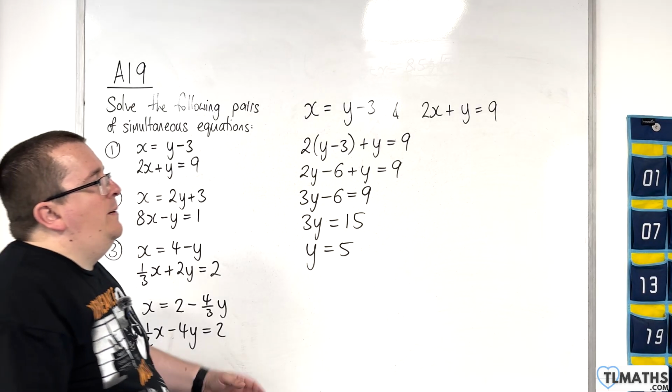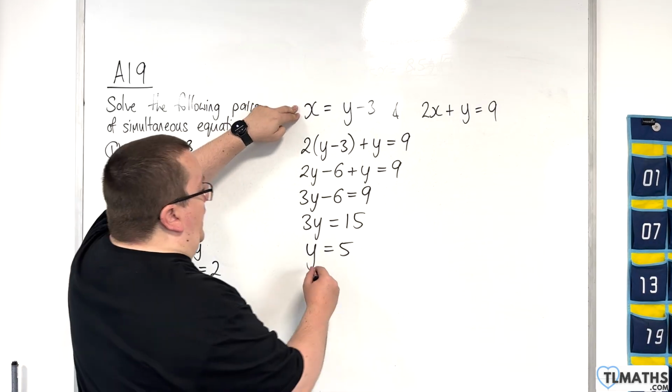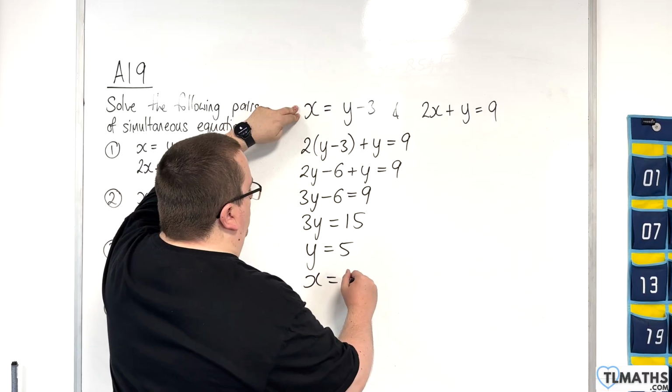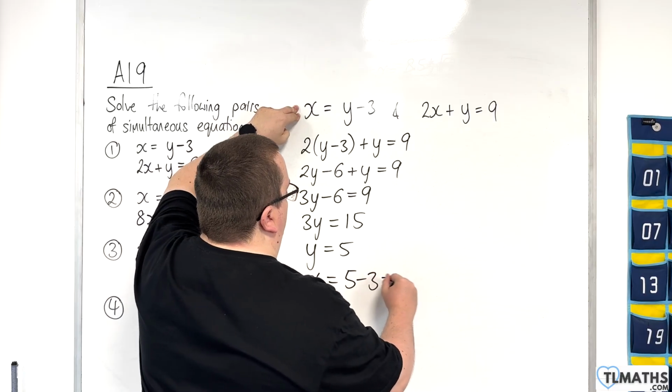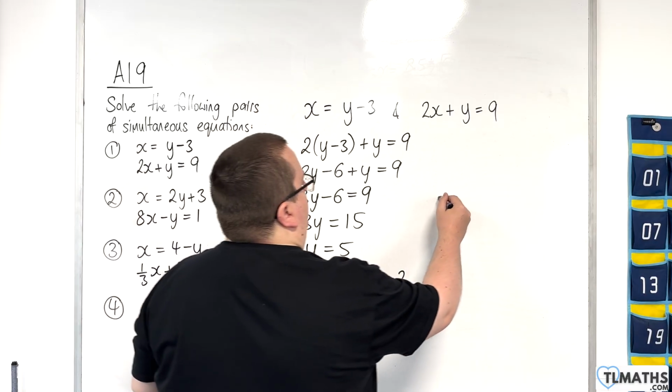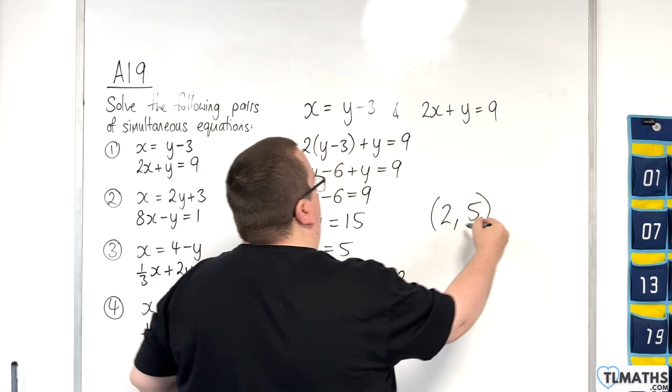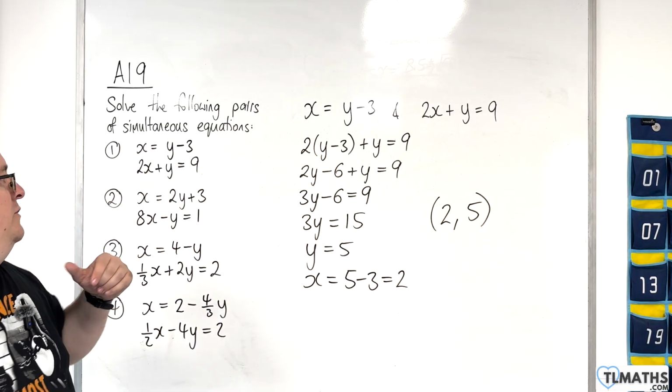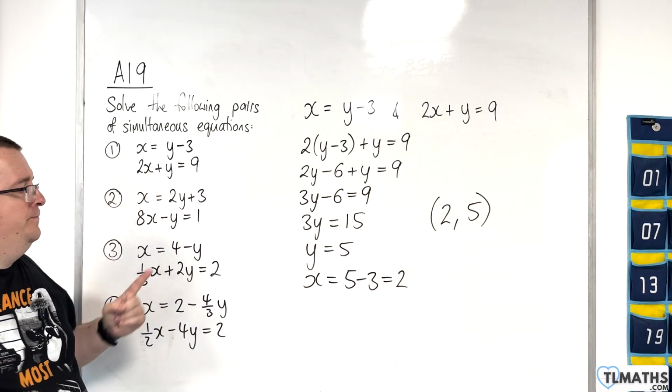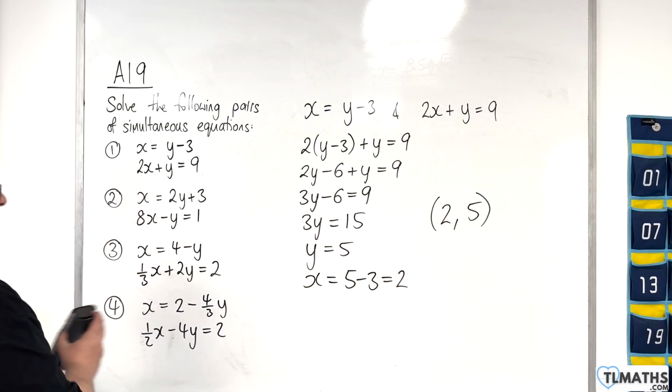So then if you want to work out what x is, substitute into the one that says x equals. X is equal to 5 take away 3, which is equal to 2. So the x coordinate is 2, the y coordinate is 5. That's the coordinates of where those two lines intersect. Okay.